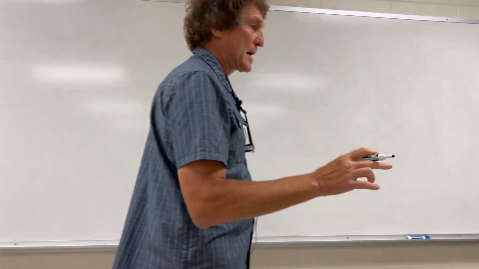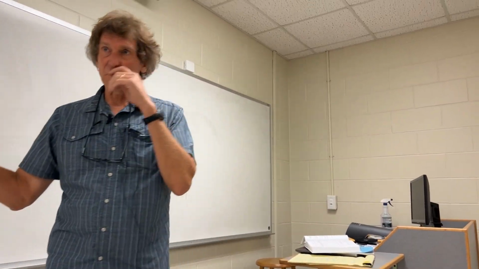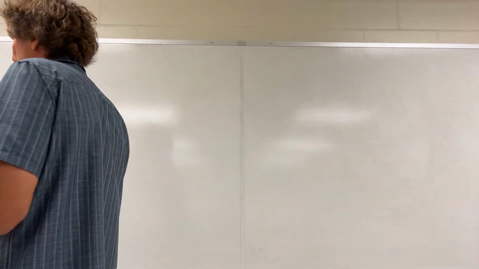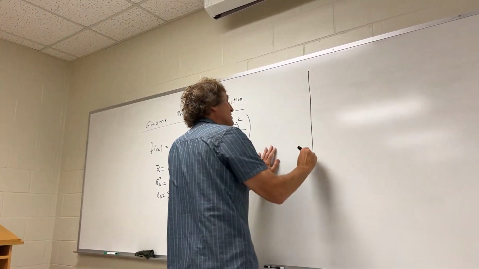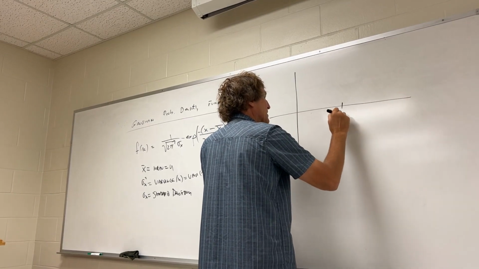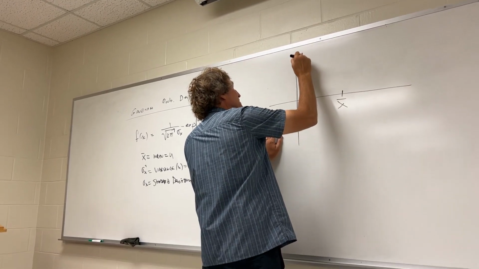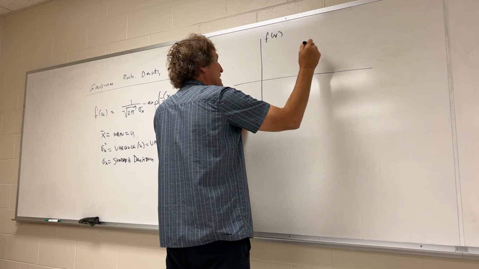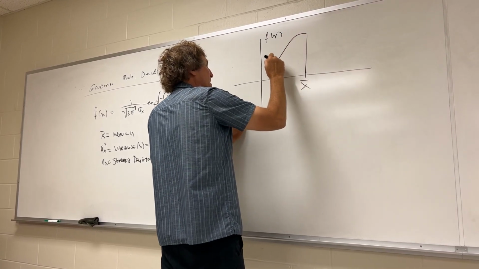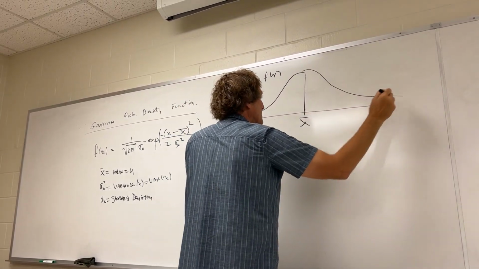So that's basically it. Now I'm going to tell you that this functional form is the probability density function. Here's the way it looks. If the mean is going to exist here, and this is the probability density function, f of x, then the peak value is going to be here. It's going to look something like this.